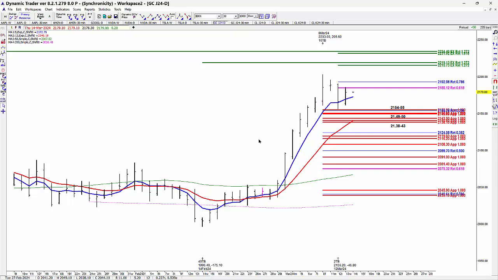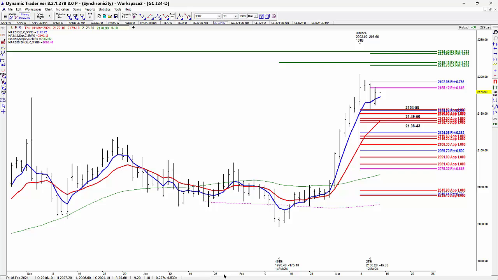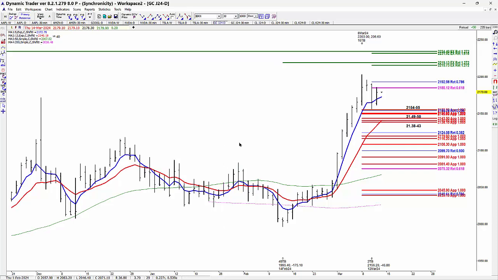Let's do one more example of a chart here. So we're looking at a gold chart. This is the April contract. And price is currently above the 200, above the 50, and the 5 and 13 is in a buy mode. So is it better to buy or sell in this one on the daily chart?